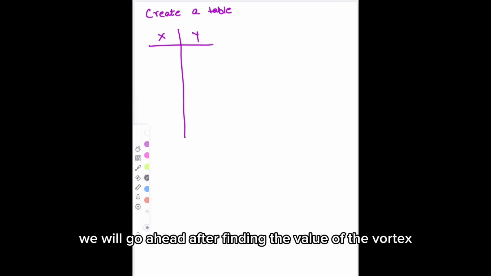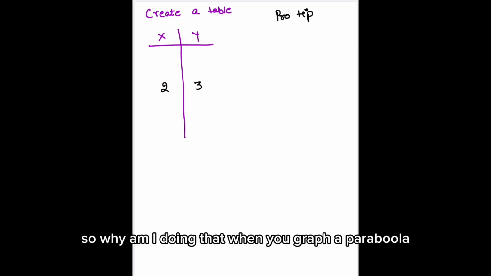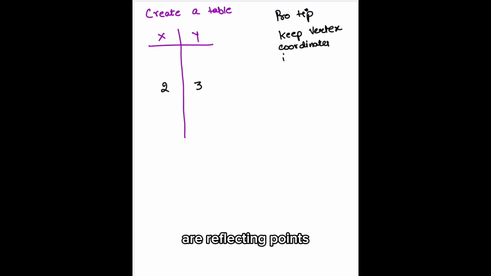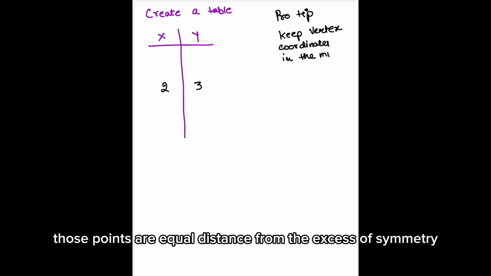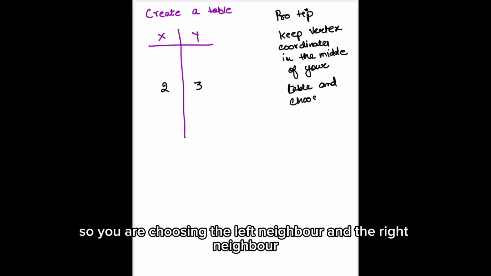After finding the vertex, we will create the table and plug in those values in the center of the table. So why am I doing that? When you graph a parabola, the points to the left and the right of your vertex are reflecting points. Those points are an equal distance from the axis of symmetry, which means that you are choosing the neighboring coordinates from the vertex, the left neighbor and the right neighbor.